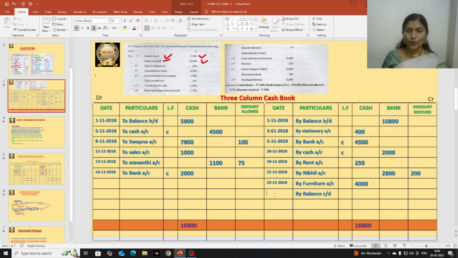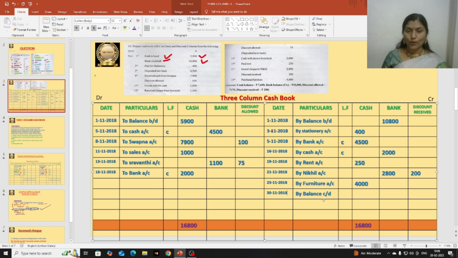The date will be the last date in the month. We have to follow the calendar. What is the last date? This is November month. The last date is 30, so we should put 30-11-2018. Always, this balance carried down is a balancing figure, the balance of cash available in the business on the last day of the month. That is why we should put the last date of that particular month. This is November, so 30 is the last date.